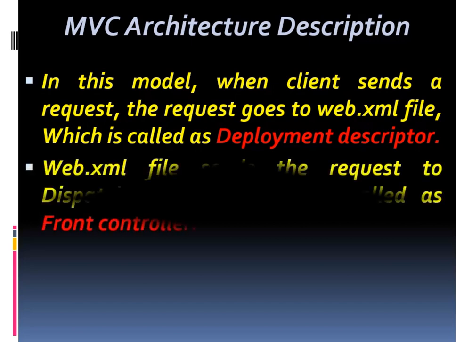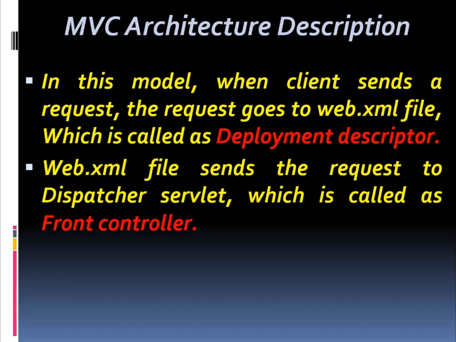Then the web.xml file sends the request to the dispatcher servlet, which is called the front controller. In the web.xml file we configure it in such a way that it delegates the request to the dispatcher servlet. It's also called the front end controller. So the request first comes to the web.xml file, and from there it goes to the front controller. This front controller is a general servlet. In Java, it is a class only. The dispatcher servlet is a class.